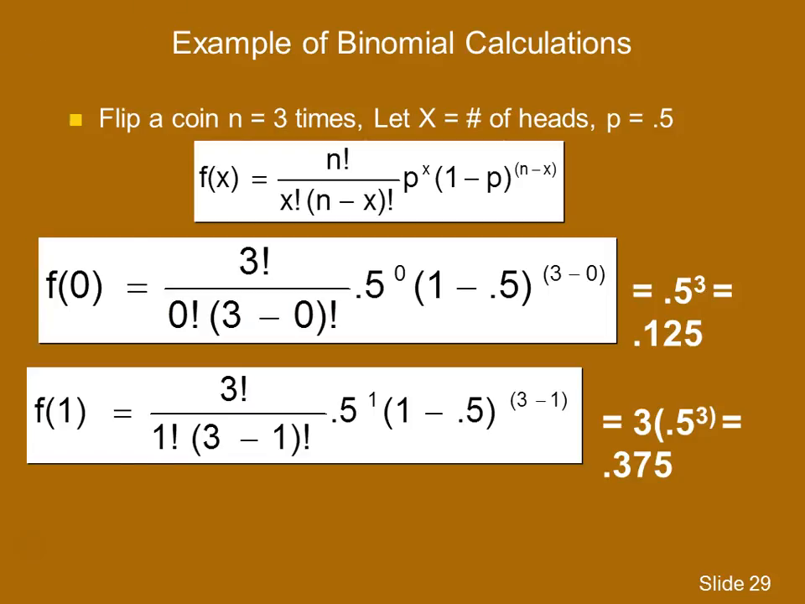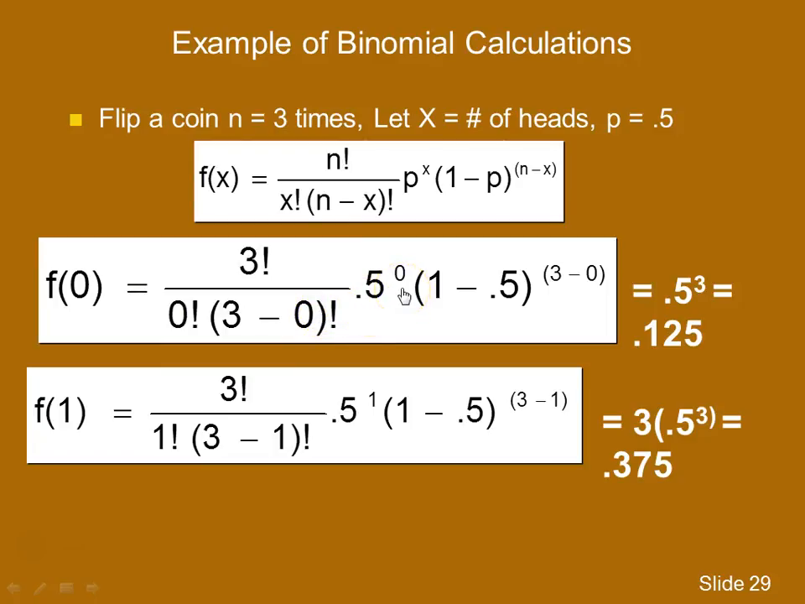So here I've just repeated the binomial formula. Supposing we start with f of 0. What's the probability of getting 0 heads in 3 flips? Again, here's the combination part. 3 factorial over 0 factorial, 3 factorial. If you remember our shortcut though, this is just going to equal the number 1.